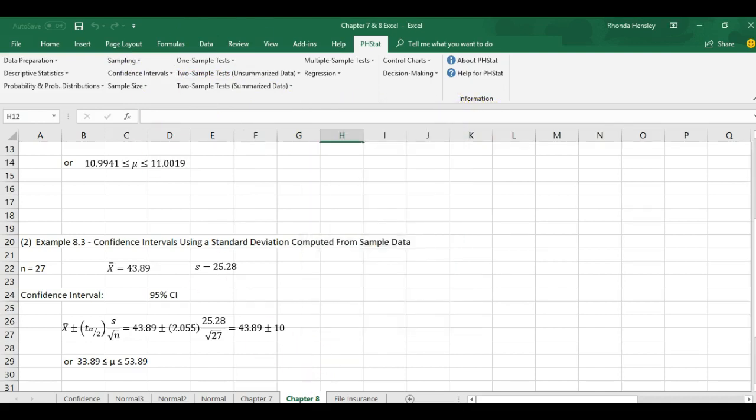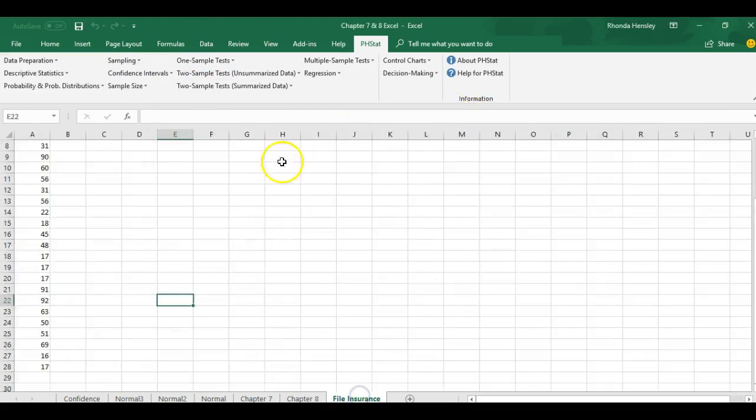I shouldn't have done it on this page. I'm sorry. Let me go to the file. So here's my data. It's in the insurance file.